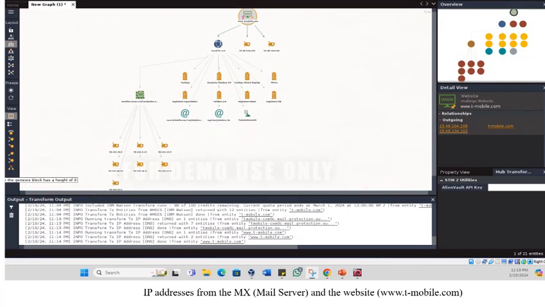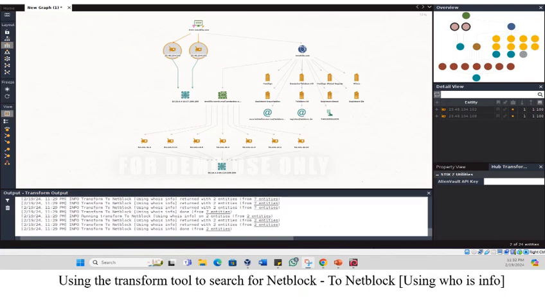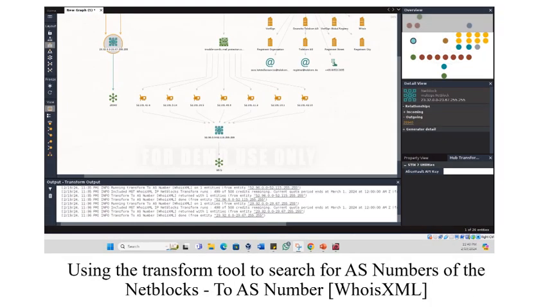In our next findings, I look at the IP addresses from the mail server and the website, and these IP addresses can help us tomorrow for further attacks. In our next slide, the findings using the transform tool to search for net blocks. And our next finding, you can see on the next slide, using the transform tool to search for AS numbers of the net blocks.